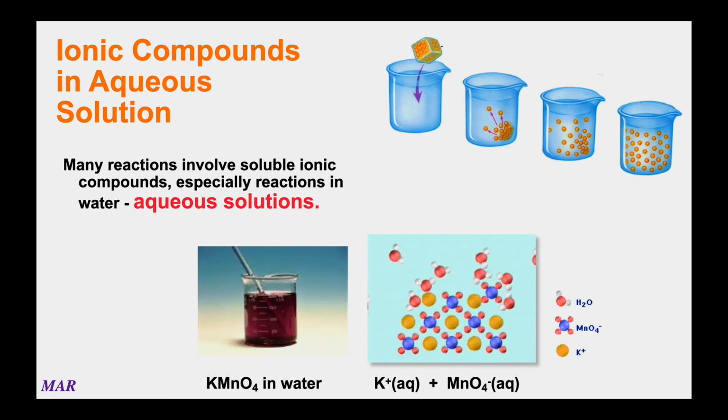When water molecules contact an ionic compound, such as potassium permanganate, their positive sides are attracted to the negative ions of the compound, and the negative sides of the H2O are attracted to the positive ions in the compound. These attractions allow the crystal lattice to break down, and the compound dissolves.